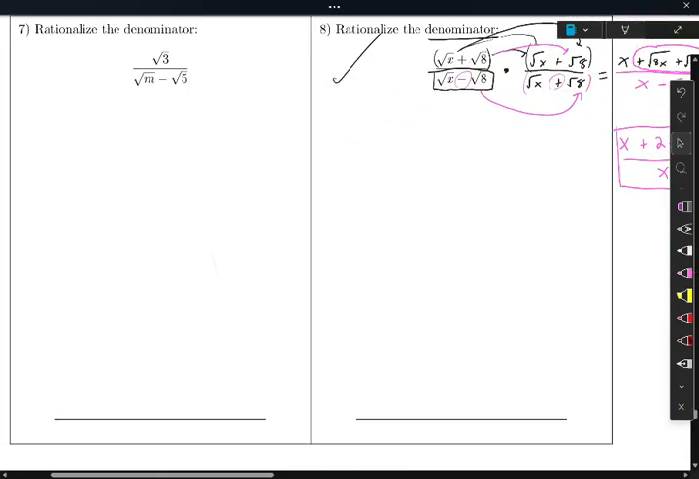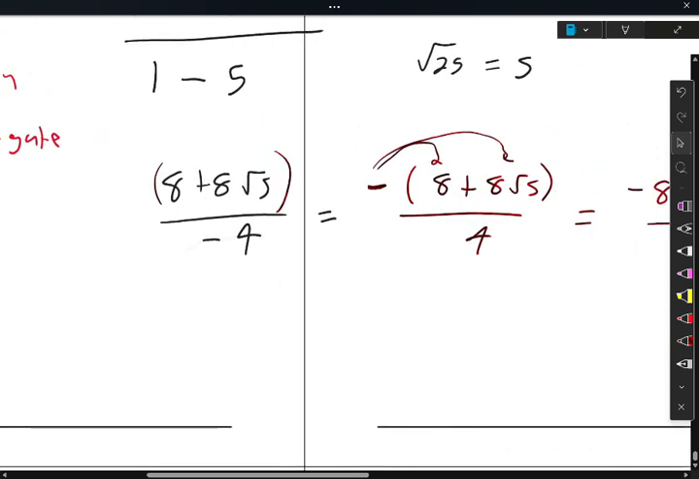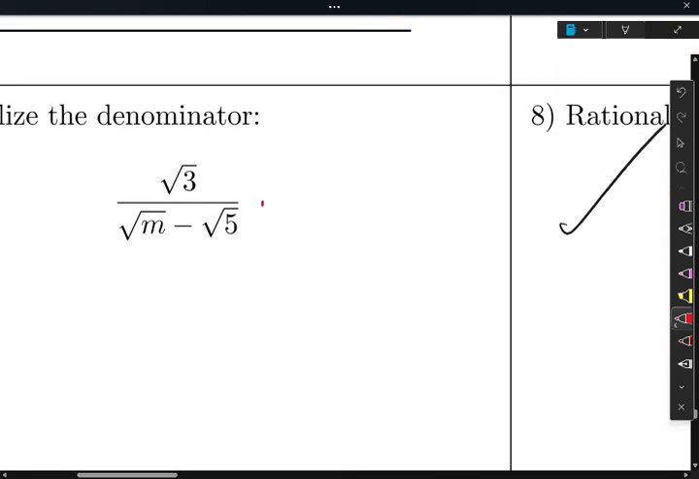All right, now I'll just close it up with one more example, and I think we'll be good there. So why don't we try this one? That's fun. So we'll multiply this guy by root m plus root 8 over root m plus root 8, right?